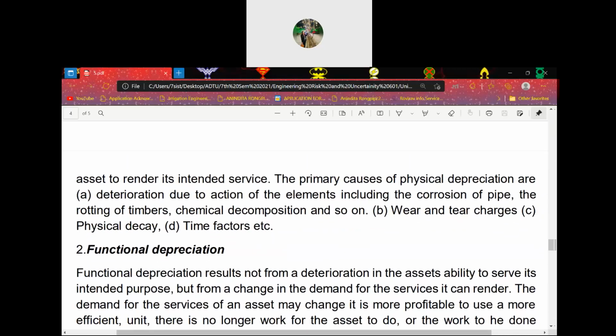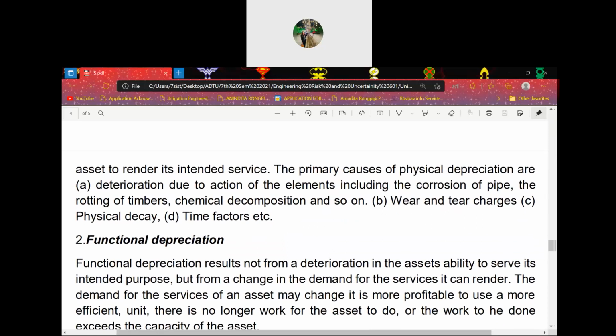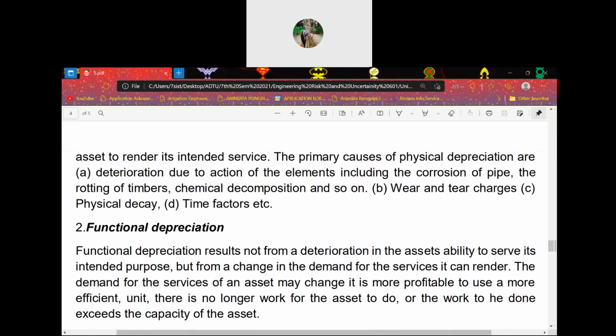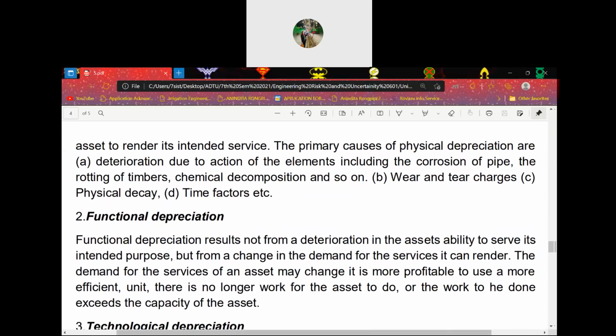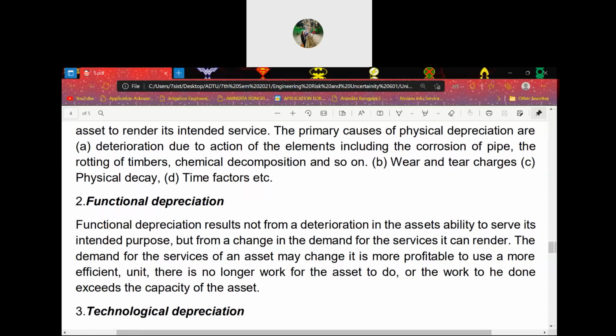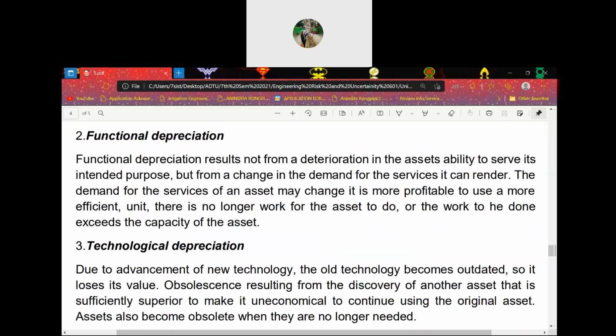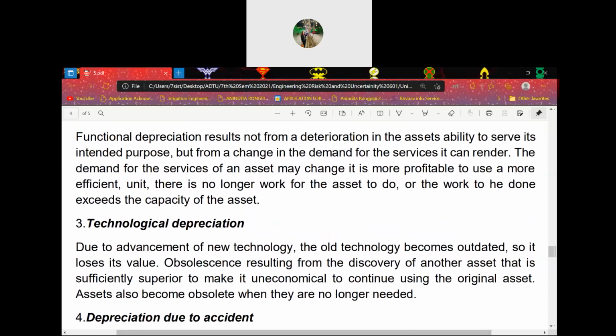Next is functional depreciation. Functional depreciation results not from a deterioration in the asset's ability to serve its intended purpose, but from a change in the demand for the services it can render. The demand for the services of an asset may change, it may be more profitable to use a more efficient unit, there is no longer work for the asset to do, or the work to be done exceeds the capacity of the asset.